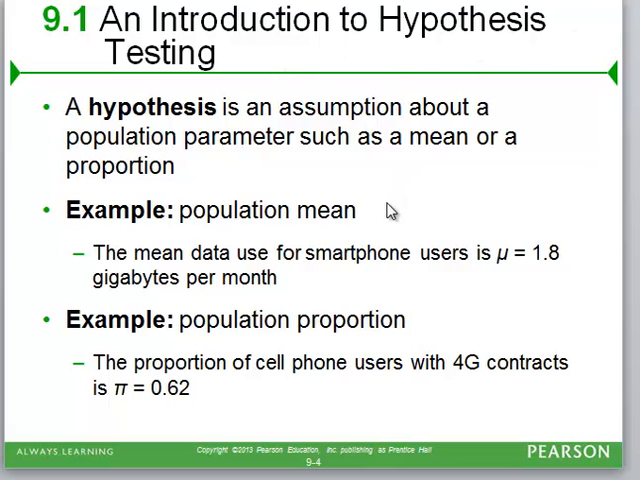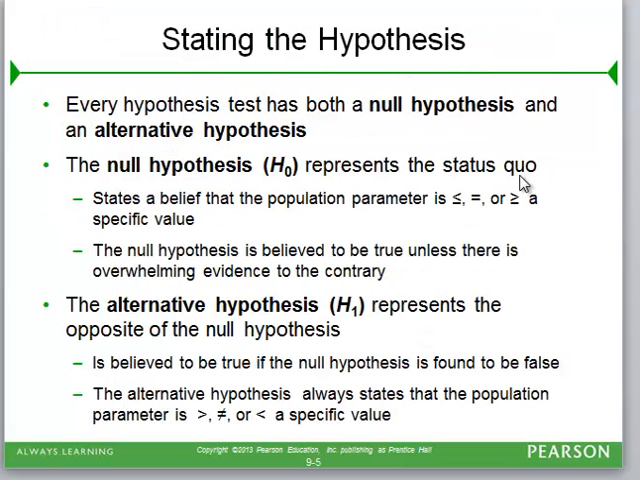For example, we state the average data use for smartphone users, the population mean, is 1.8 gigabytes per month. That is a hypothesis. And then we take a sample and we follow certain steps to test this statement, which is called hypothesis testing. Usually we take 5 steps to do the hypothesis testing.